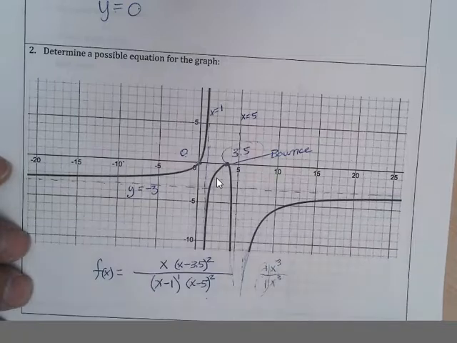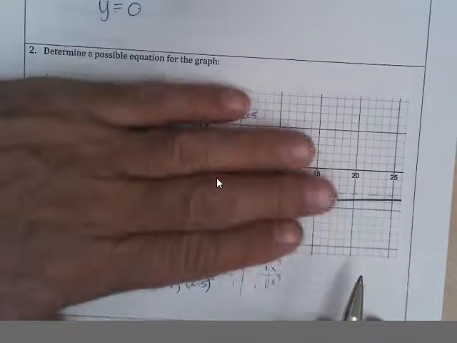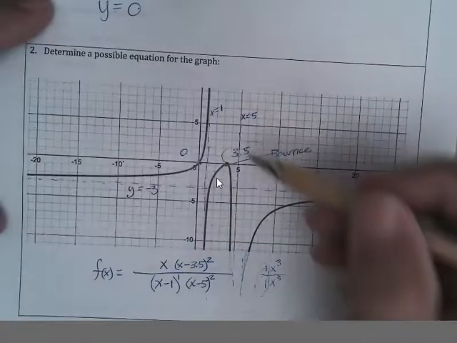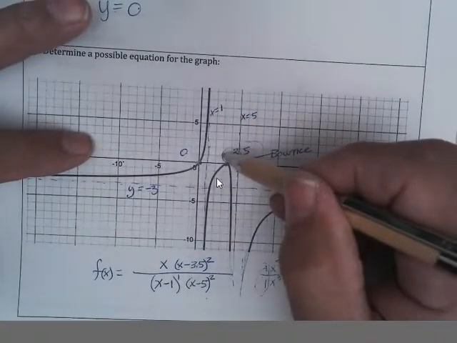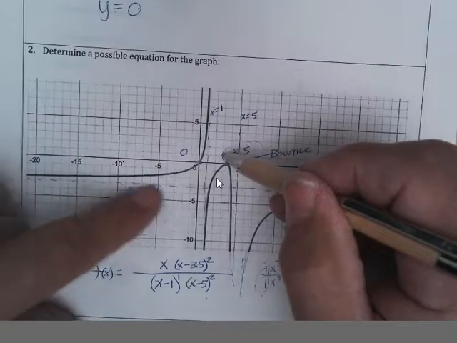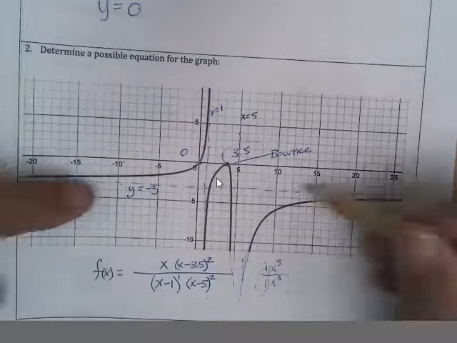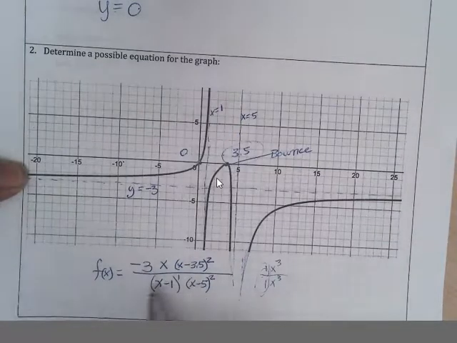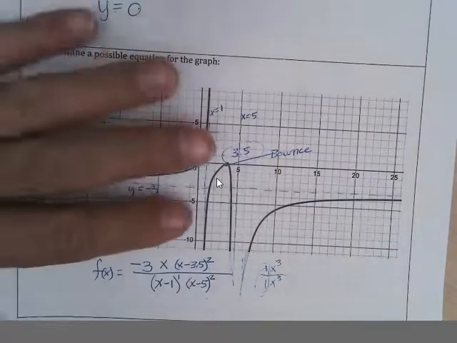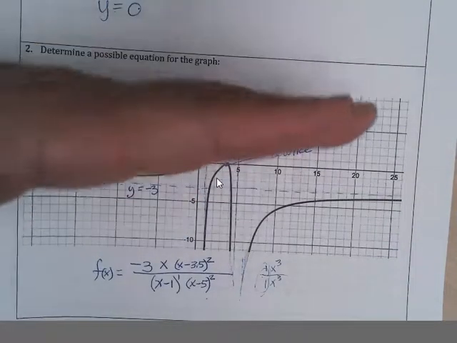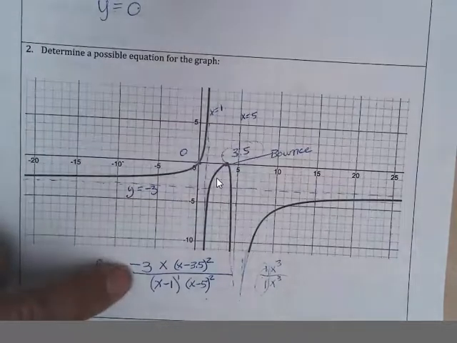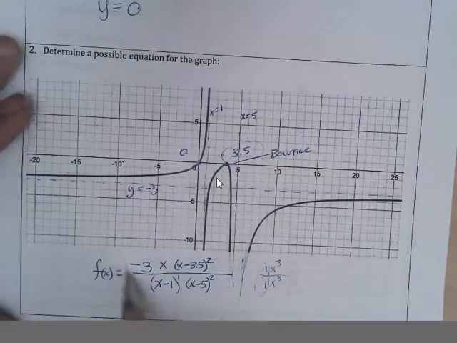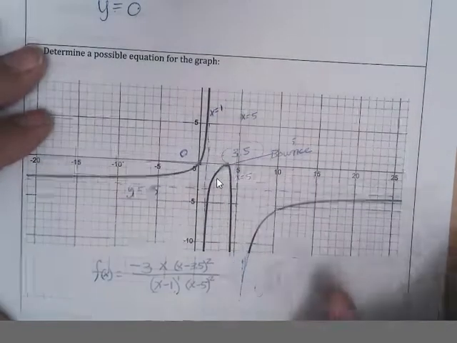It's supposed to be -3, so I need to put in a negative. If I put this in like it is right now, I'd get this flipped over and also getting close to 1, not to 3 in the distance. So I need the -3 here to flip it over and to bring that horizontal asymptote down to -3. So that's what a lot of people missed. Okay.